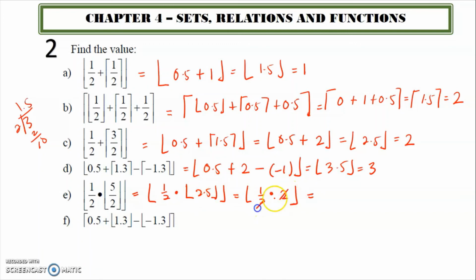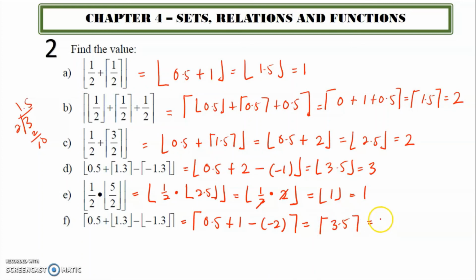So ni boleh potong. So floor untuk 1 equals to 1. Okay, 0.5 plus floor untuk 1.3, so 1 minus floor untuk negative 1.3, so negative 2. So 0.5 plus 1 plus 2, so ceiling for 3.5 equals to 4.